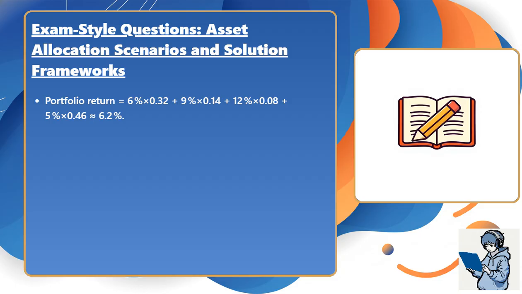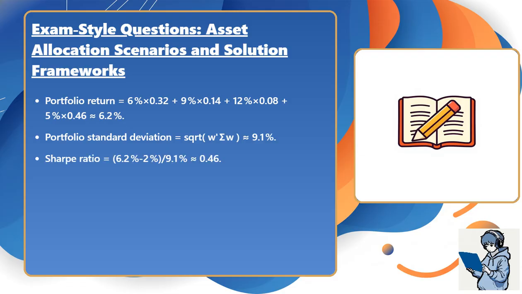Portfolio return equals 6% times 0.32 plus 9% times 0.14 plus 12% times 0.08 plus 5% times 0.46, approximately 6.2%. Portfolio standard deviation equals the square root of W transpose Σ W, approximately 9.1%. Sharpe ratio equals 6.2% minus 2% divided by 9.1%, approximately 0.46.